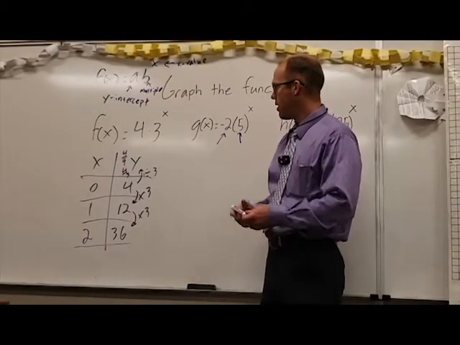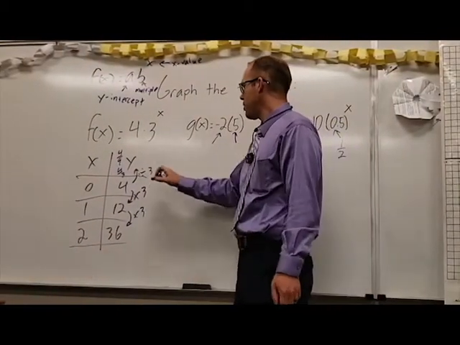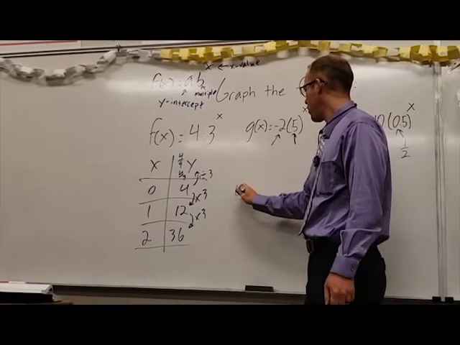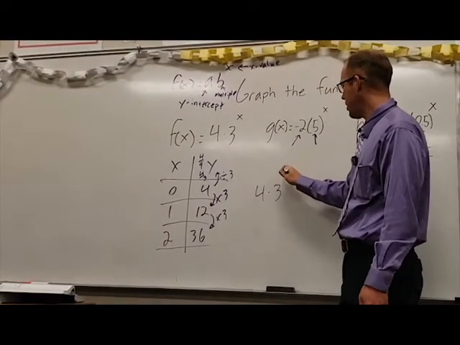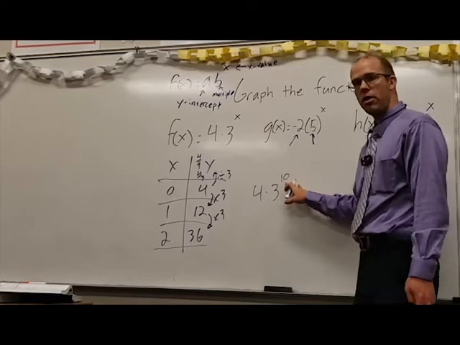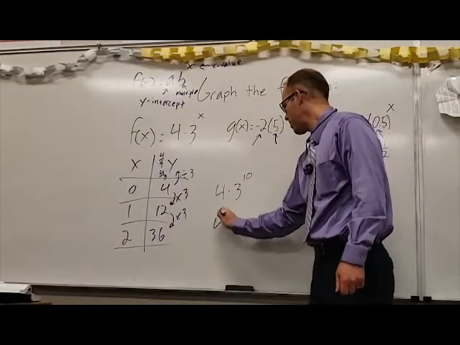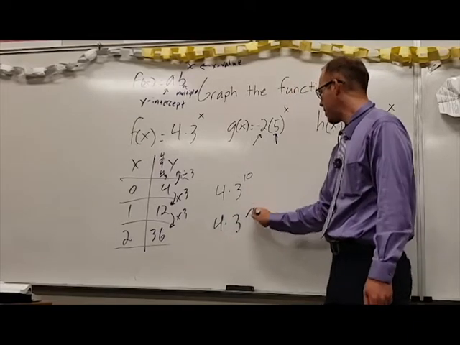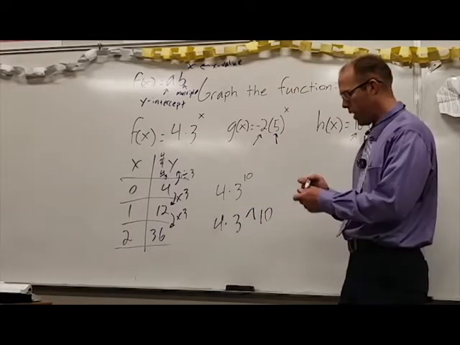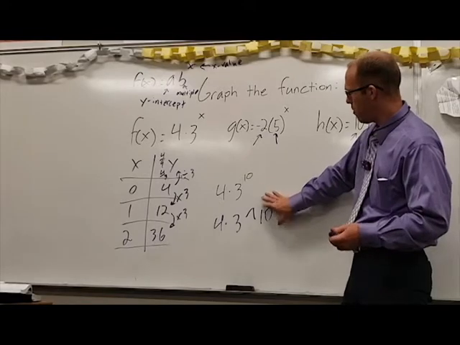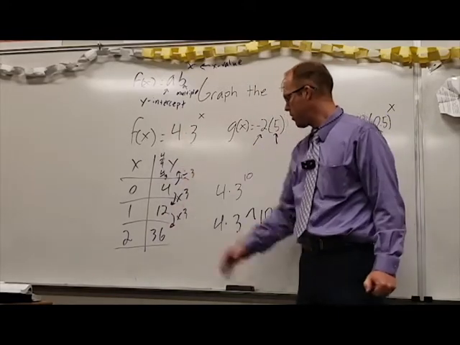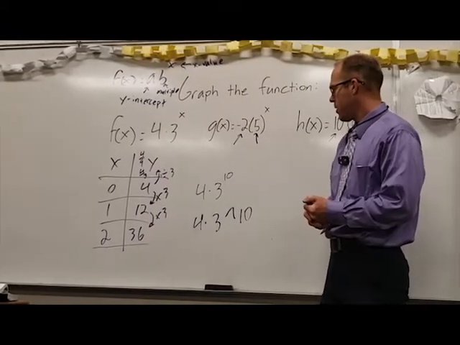Being able to evaluate this is important. If you're ever going to do something on the calculator like 4 times 3 to the 10th power, that's a tough one to do by hand because that's very large. You can just type in 4 times 3 and then the caret button on the calculator is your exponent. So that will help you to generate tables of values and plug in some things like that.